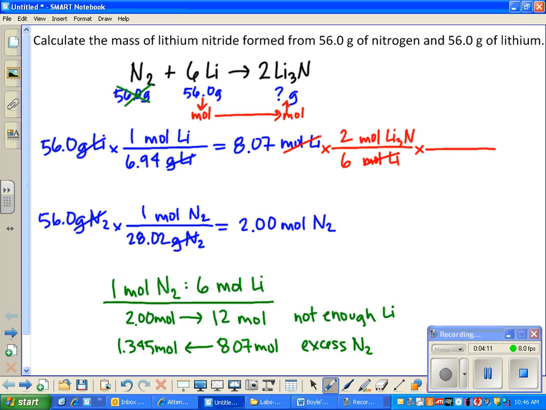And last step, take moles of lithium nitride and convert to grams. So the mass of 3 lithiums plus 1 nitrogen, 34.83 grams per every 1 mole.